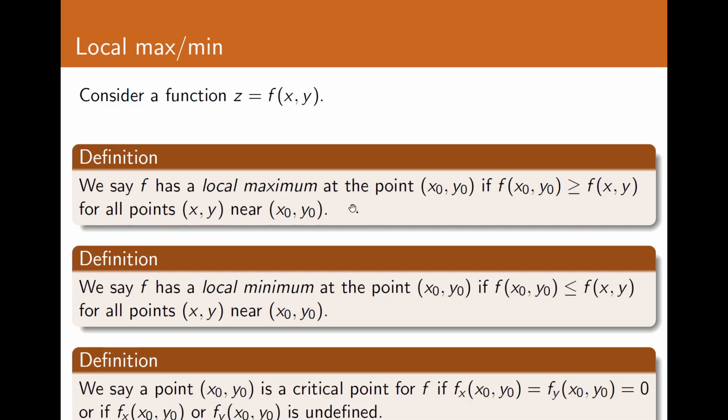And then for critical points, we say a point (x0, y0) is a critical point of f if the partial derivatives both vanish at that point, so both of them need to be 0, or if either of them is undefined. So you don't need both of them to be undefined, just one of them being undefined is enough to make it a critical point.